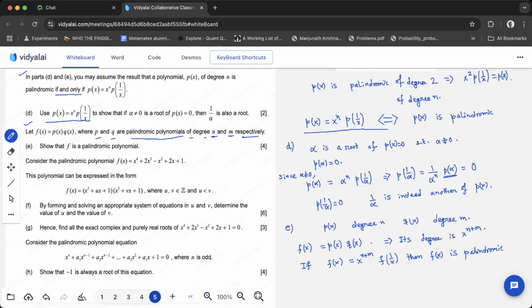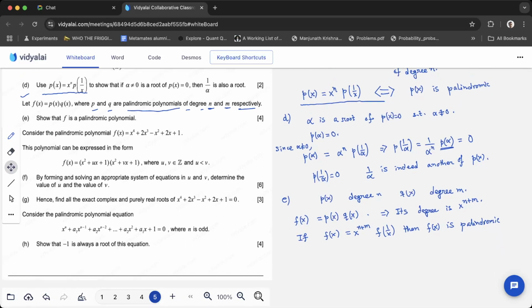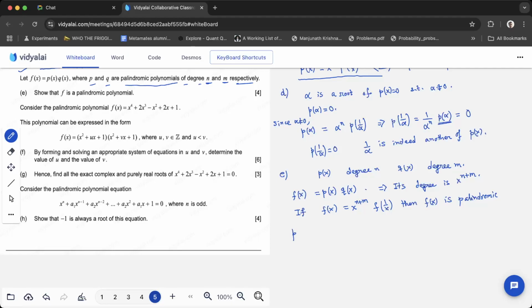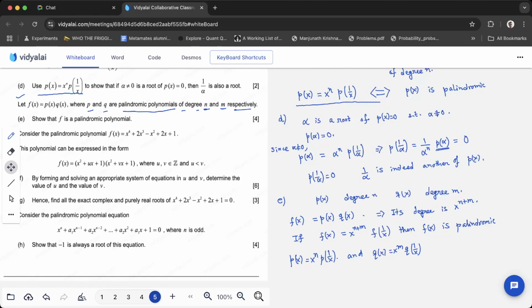So how do we show the left-hand side? We are given that p of x and q of x are palindromic, which means p of x is equal to x to the n p of 1 over x, and q of x is equal to x to the m into q of 1 over x. Why? Because p and q are palindromic, and this proposition that we started with is two-way, like if and only if. So p of x being palindromic means that this equation holds. Q of x being palindromic also means this equation holds.